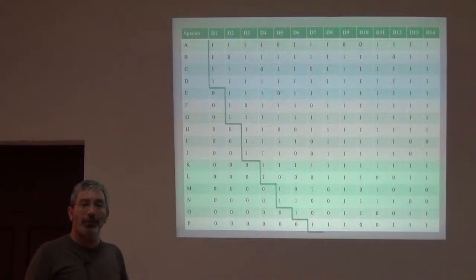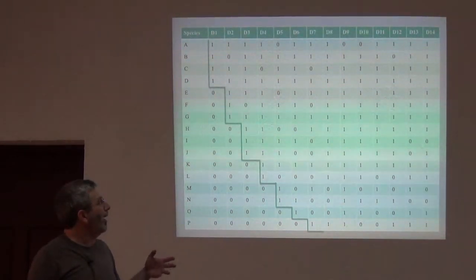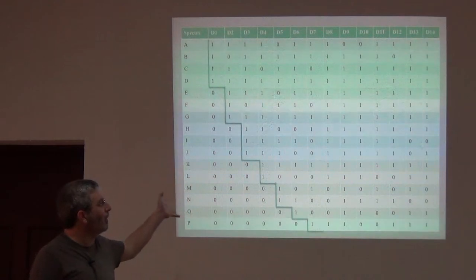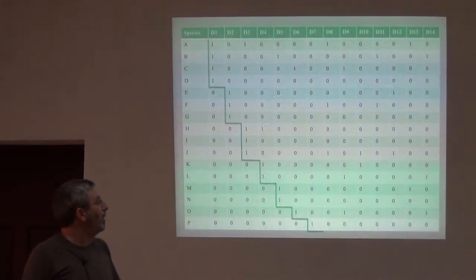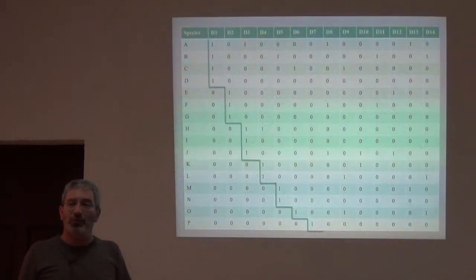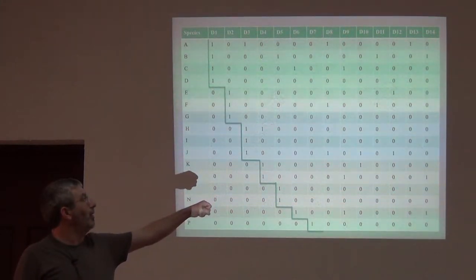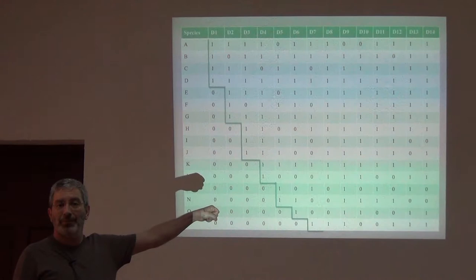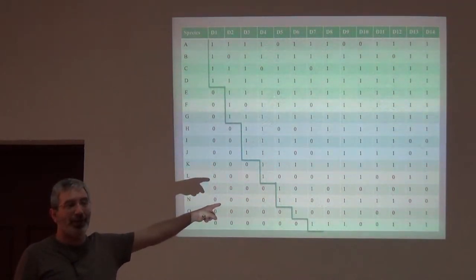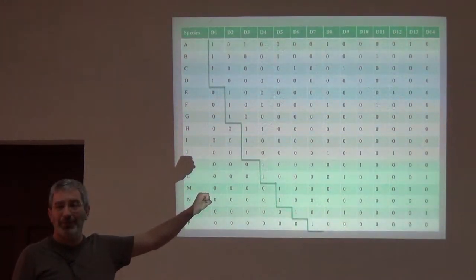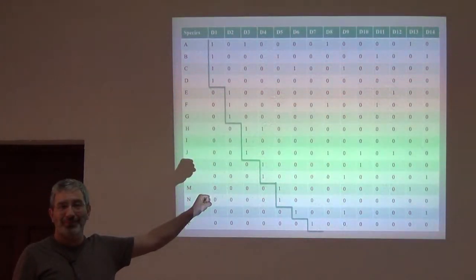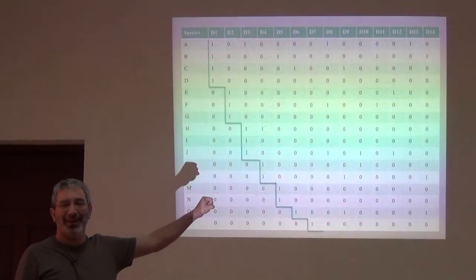Here, I really am observing these species many times. Here, I'm lucky if I observe a species. Okay, so raise your hand if you think that this inventory is more complete than this one. Okay, raise your hand if you think that this inventory is more complete than this one. I see one hand, two hands.